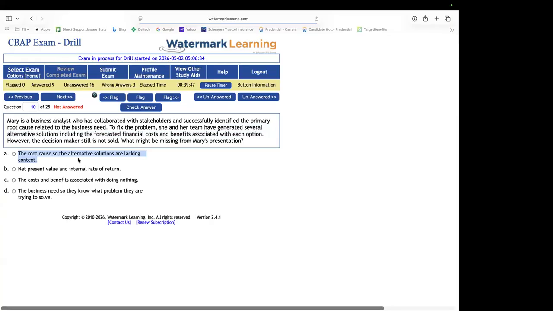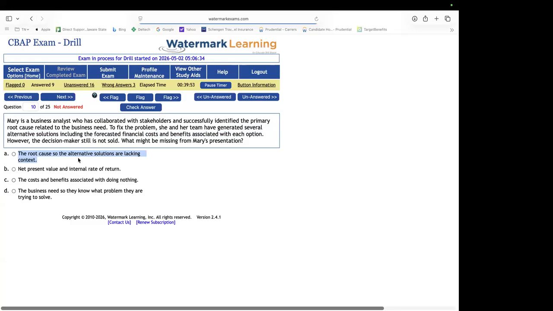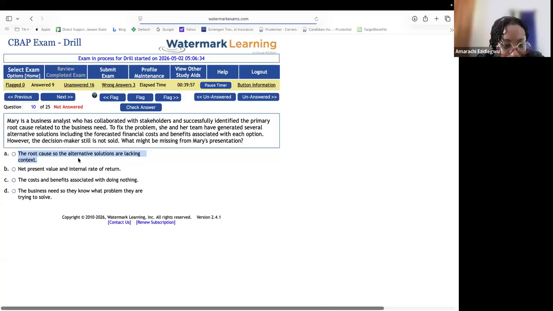But it says they already successfully identified the root cause. So, hmm. I agree with you on that, because that's what actually triggered the team to generate alternative solutions. And part of that solution is now the financial cost and the benefit associated with all those solutions.